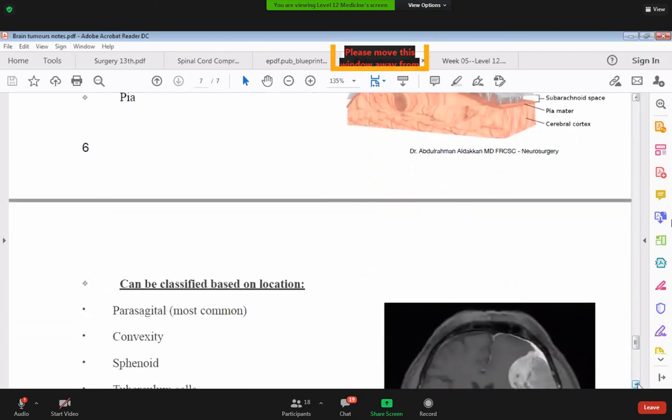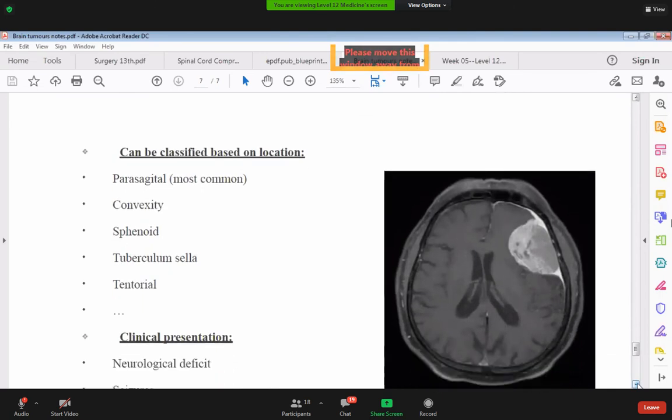They are classified based on the location. It can be parasagittal, which is along the sagittal plane, it can be in the tuberculum sellae, it can be tentorial, it can be in the convexity between the arachnoid and the brain matter, or it can be in the sphenoid region near the sphenoid bone. So it is classified according to its location, and then treated accordingly. According to the location, the management option is different.